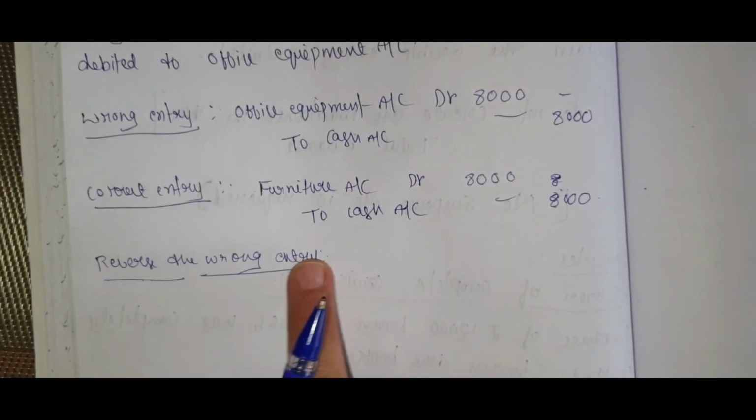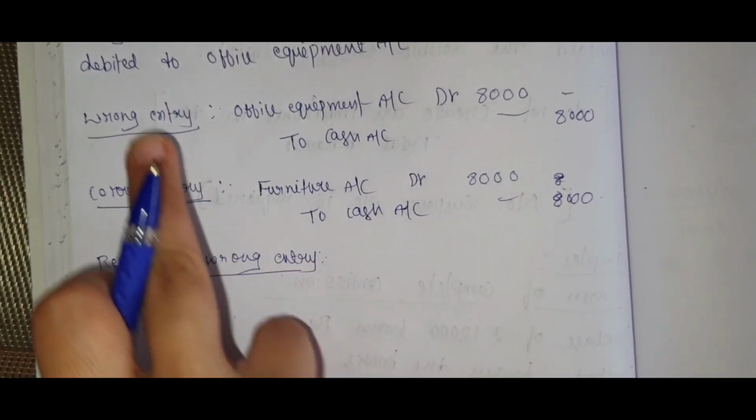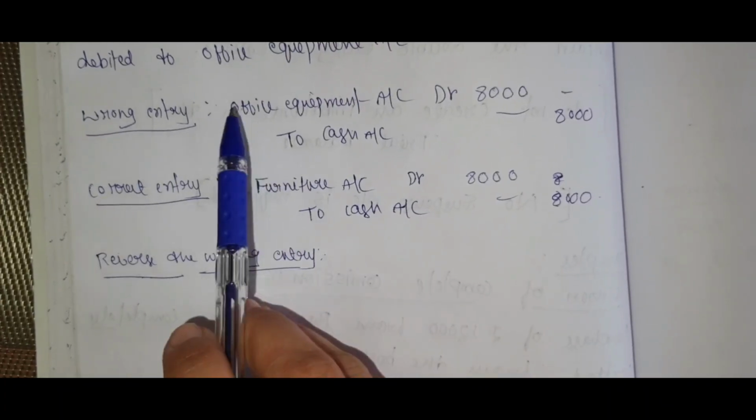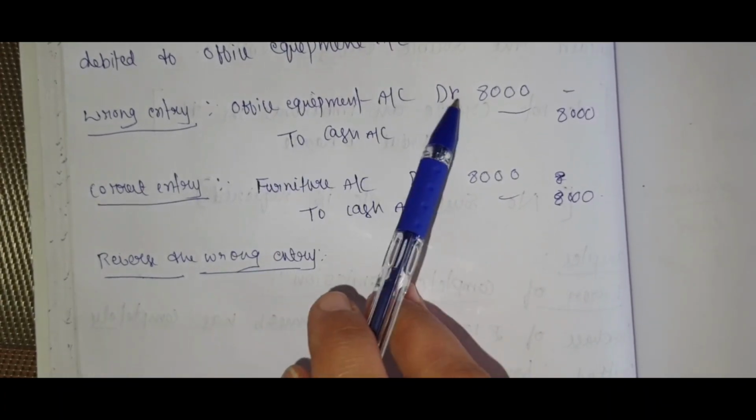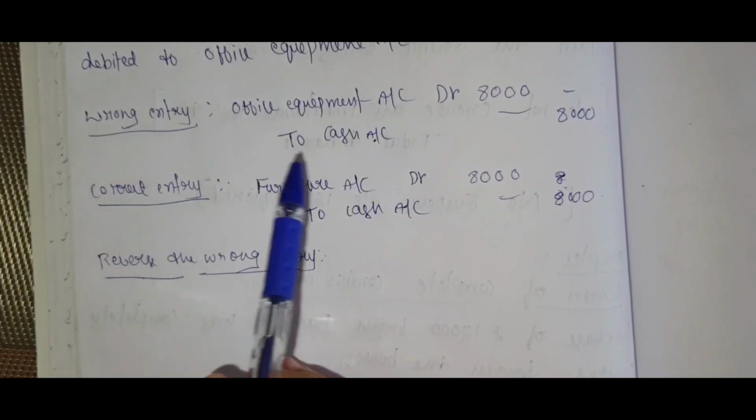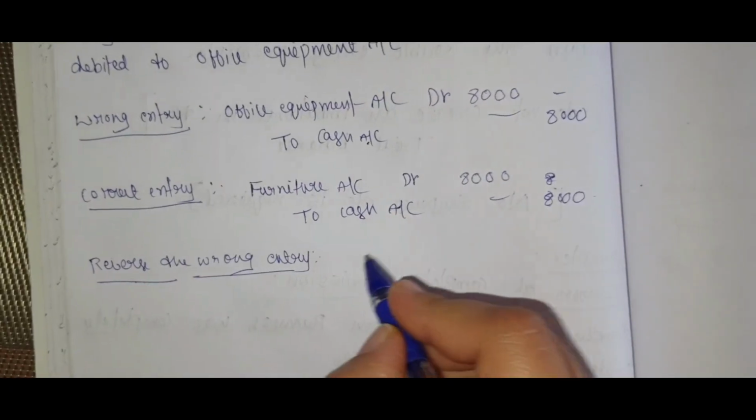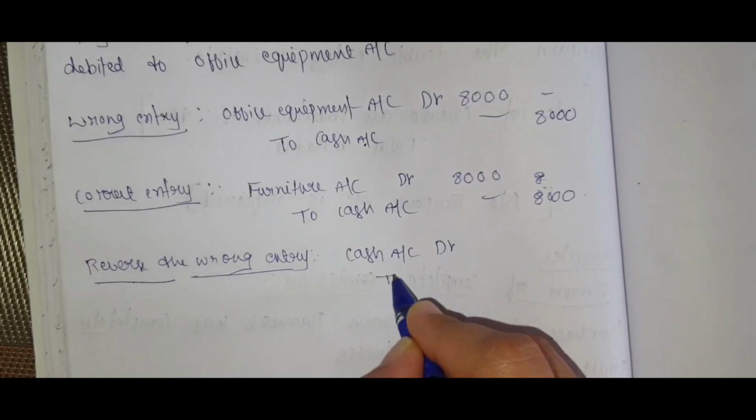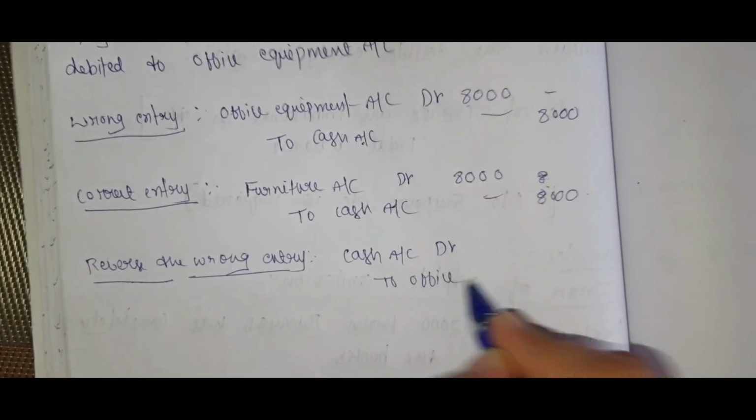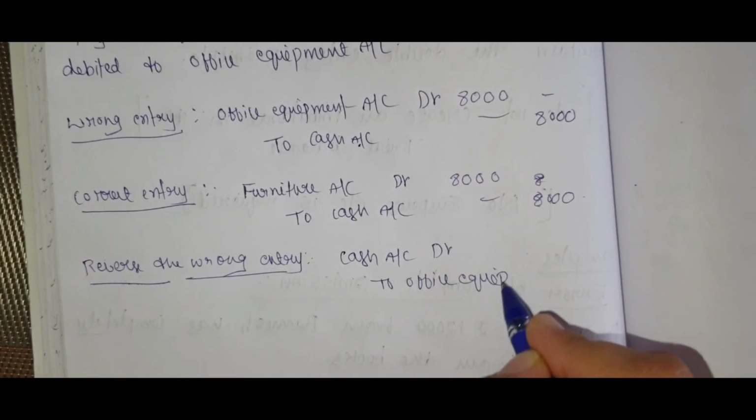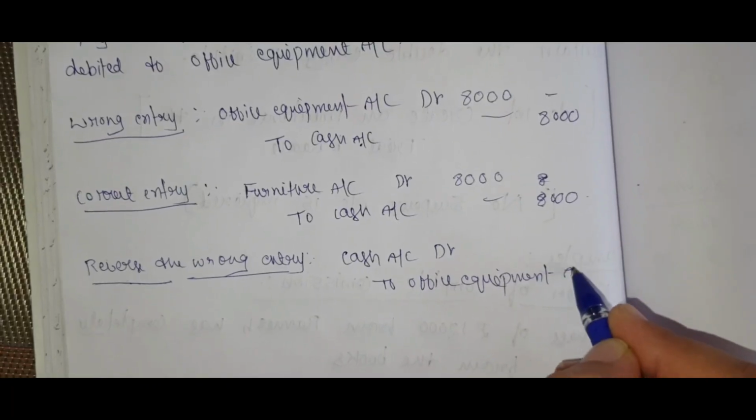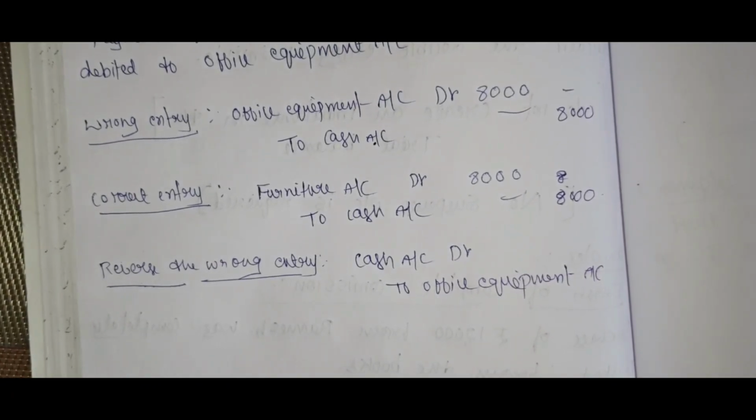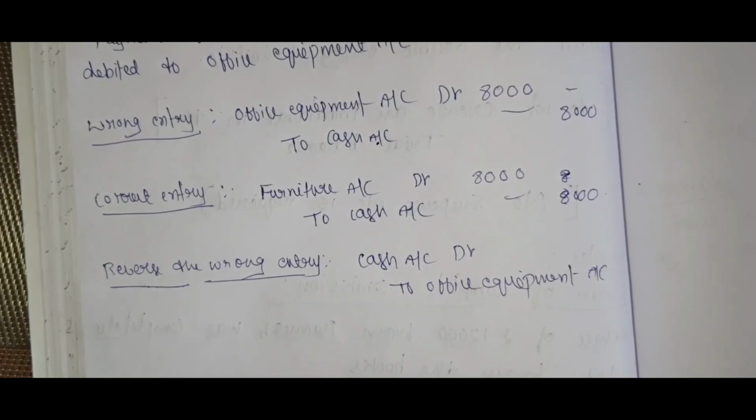Carefully listen. Reverse the wrong entry means we have to reverse the wrong entry. Here the wrong entry is office equipment account debtor to cash account. Just reverse this wrong entry: cash account debtor to office equipment account. Now we have to write down the rectification entry.